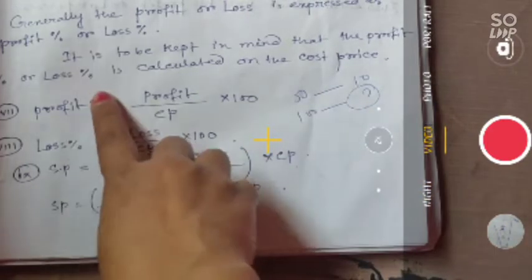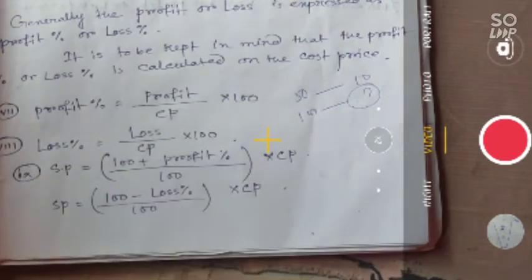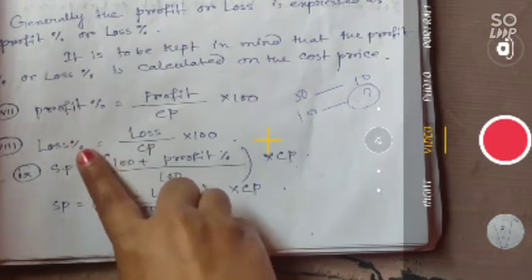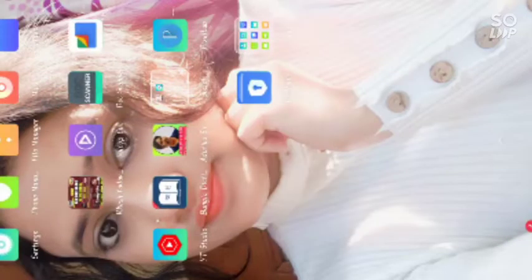So profit percent and loss percent means out of 100 rupees how much amount you will make profit or how much amount you will make loss, that is called the profit percent or loss percent. Okay, have you understood this about profit percent and loss percent?